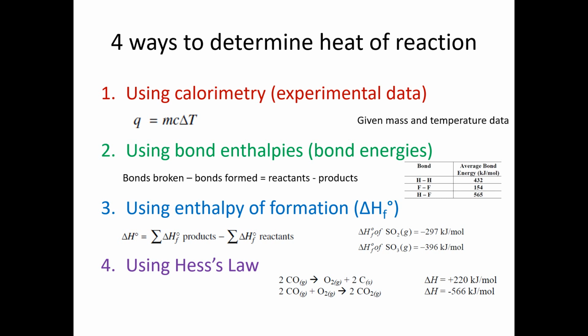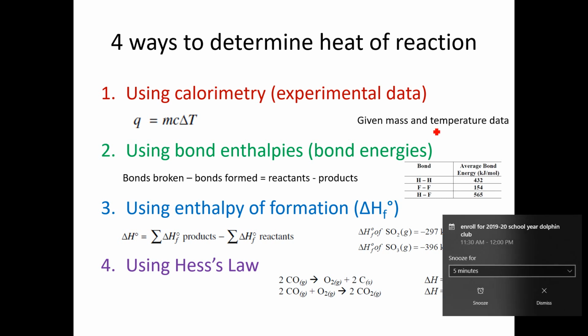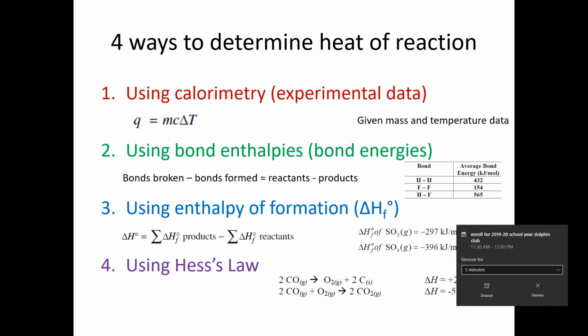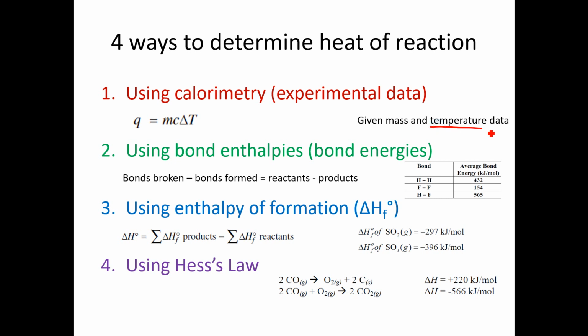So the first one we did in class is using calorimetry, and this is based on experimental data. And the type of data you want to be looking for is if the question gives you some information about temperature and mass, or you might be given a volume and density of a solution or a liquid, then that's a kind of scenario where you could be using calorimetry. You would also have to be given the value of C, which is the specific heat capacity for a solution.